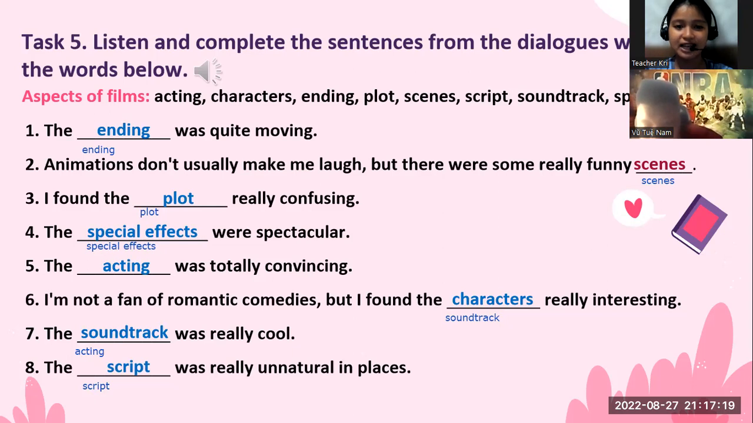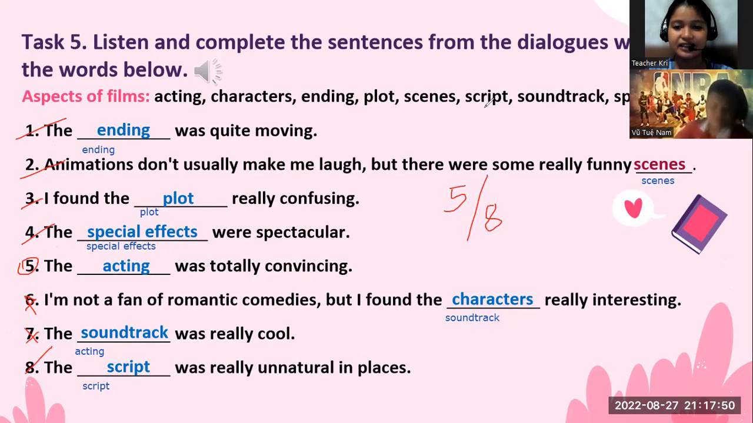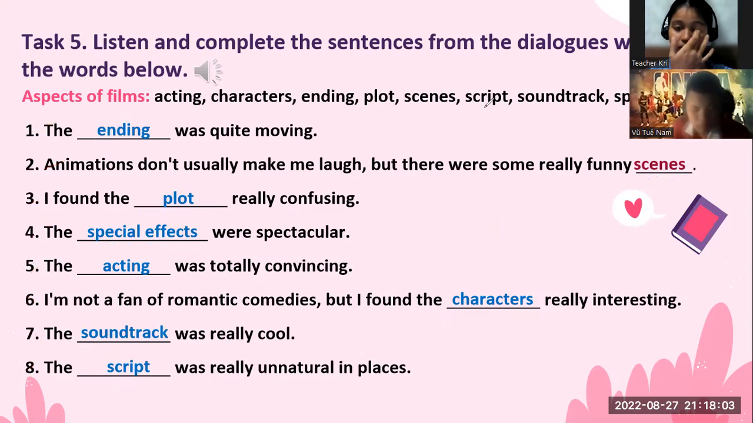All right, now for this activity, wait for a while. Okay, number 1 correct, number 2 correct, number 3 correct, number 4 correct, number 5 you didn't have an answer, number 6 is wrong, number 7 is wrong, and number 8 is correct. So for this activity, you've got 5/8. Okay, very good. It's very good because you almost made it perfect. Now this time, I want you to read the sentences with the correct answers. Please start from number 1.